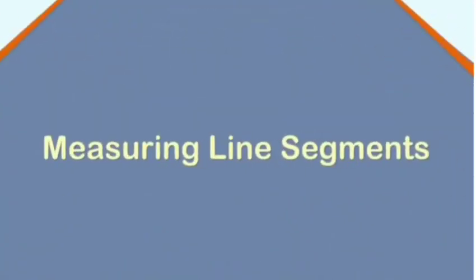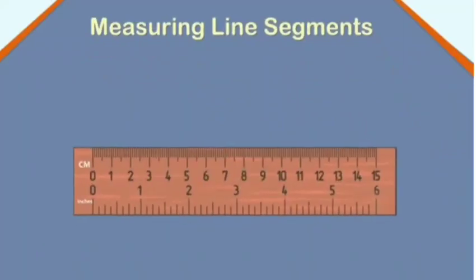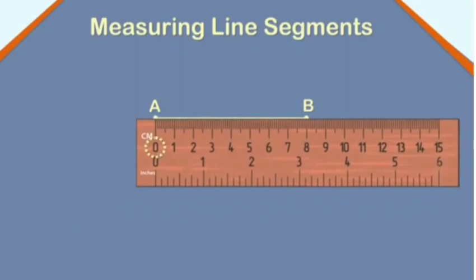We can measure a line segment using a ruler. First, let us measure the given line segment. We will use a centimeter scale as a ruler. Okay, children? Now, place the 0 mark. Can you see the scale? So, place the 0 mark of the ruler along one end of the line segment, that is at point A.